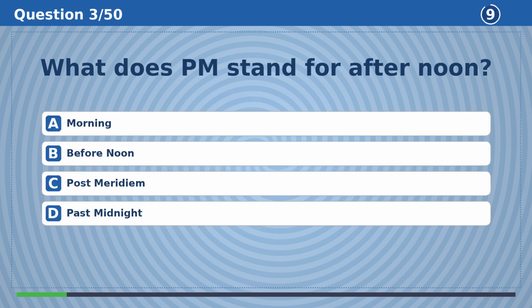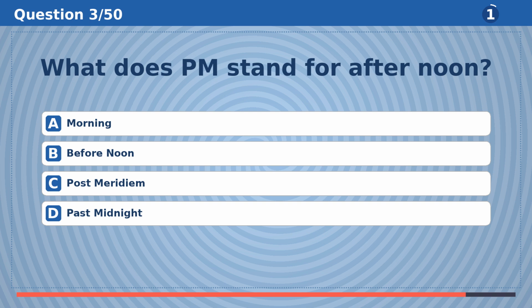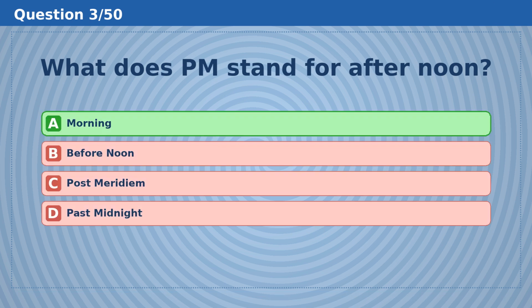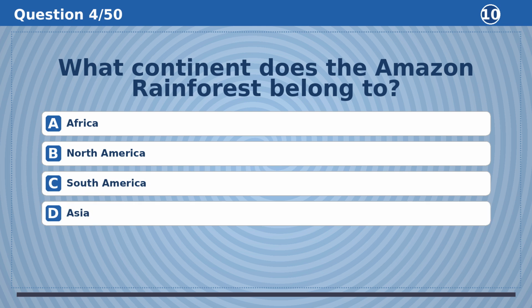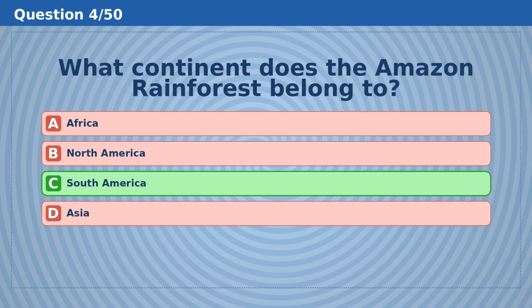What does PM stand for afternoon? The answer is A. Morning. What continent does the Amazon rainforest belong to? The answer is C. South America.